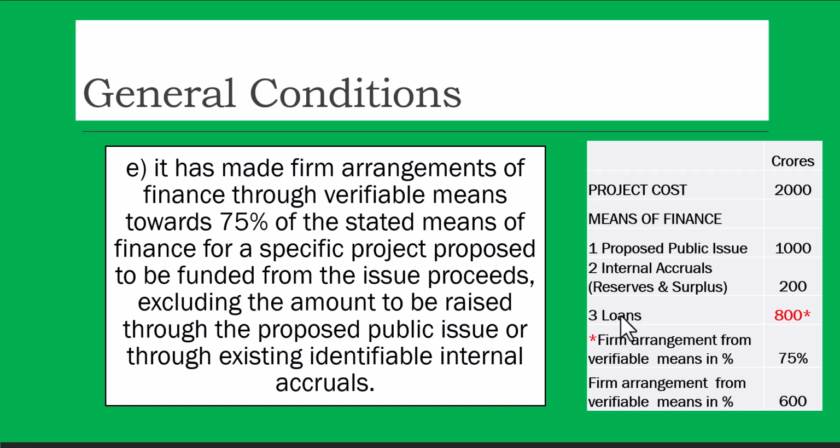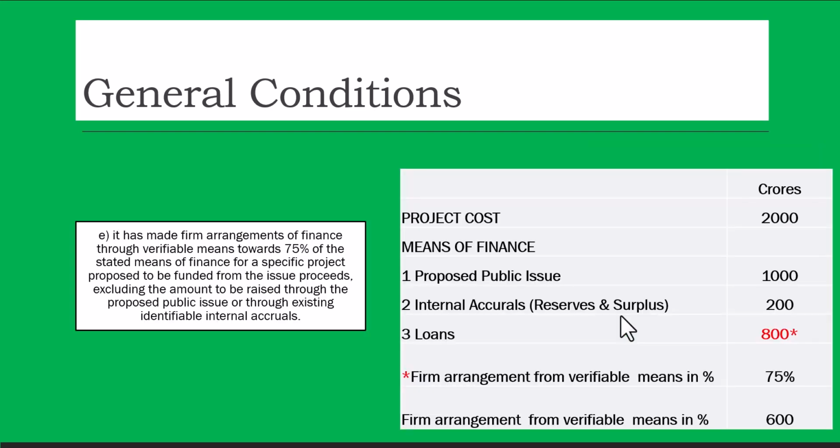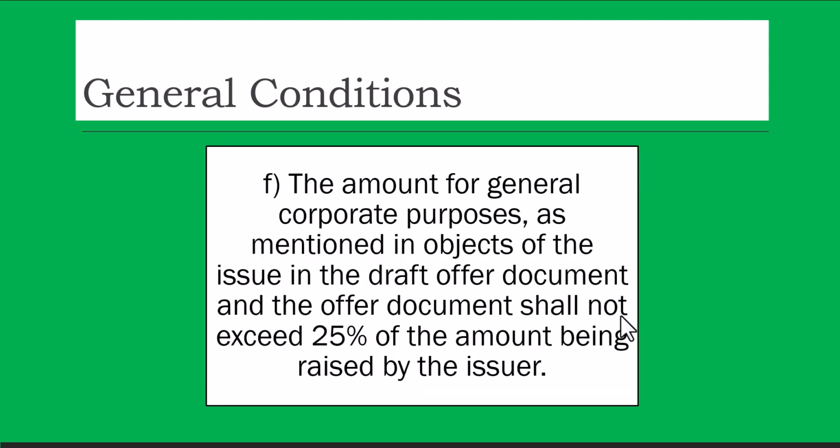Okay, it should not be 75% of the entire 2,000 crores. It should be only 75% of the 800 crores. Have you followed now? Yes, sir. Now I understood. Okay. So this is the same thing. Now come again, next one.